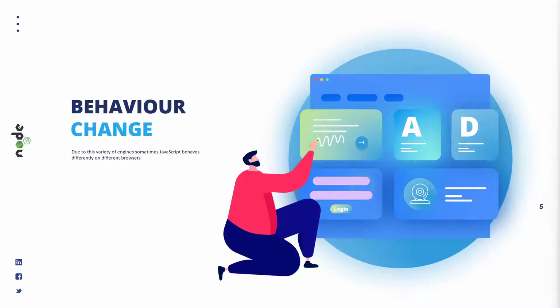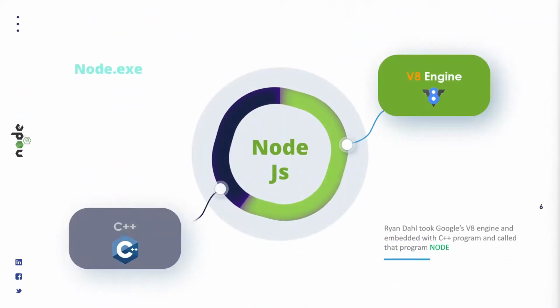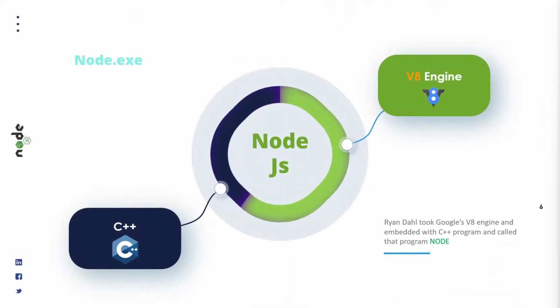In 2009, Ryan Dahl, creator of Node, came up with an idea. He thought it would be great if we could execute the code outside the browser. So he took the fastest Google V8 engine and embedded it inside a C++ program and called that program Node.